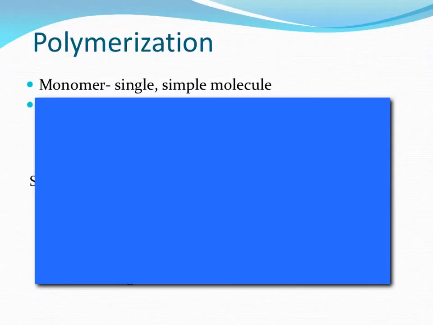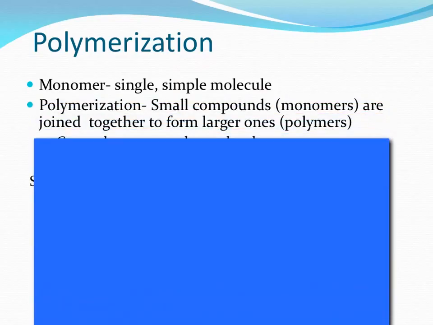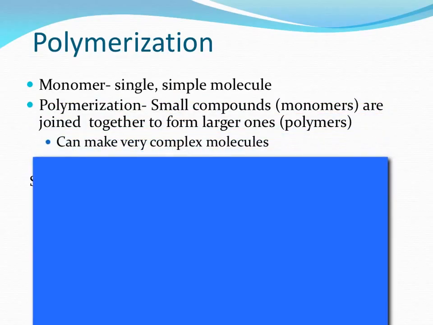One of the ways that we get all these different shapes is through a process called polymerization. This is when you take a single unit of something, a simple molecule, the base unit. We call this a monomer, and poly means many. So polymerization, the making of polymers, is when small compounds, or monomers, are joined together to form very large ones called polymers. This helps you make very complex molecules like what you saw on the last slide and many of the things we're about to talk about.